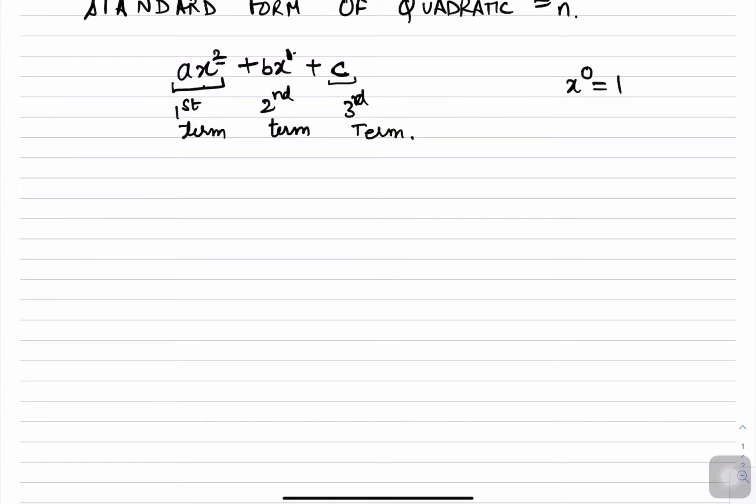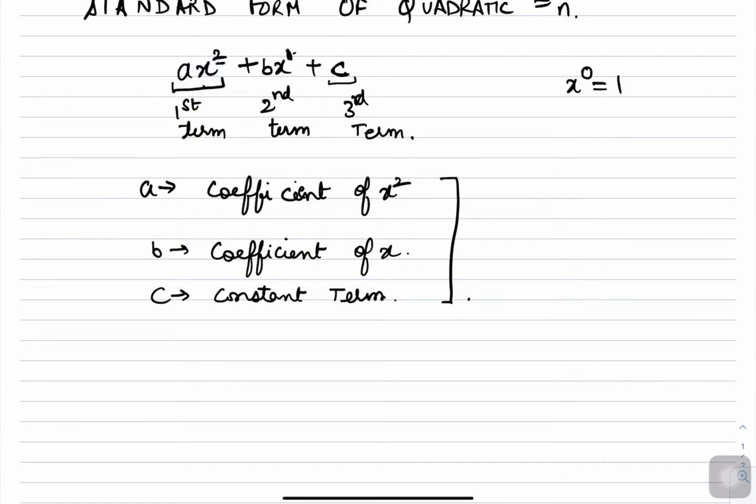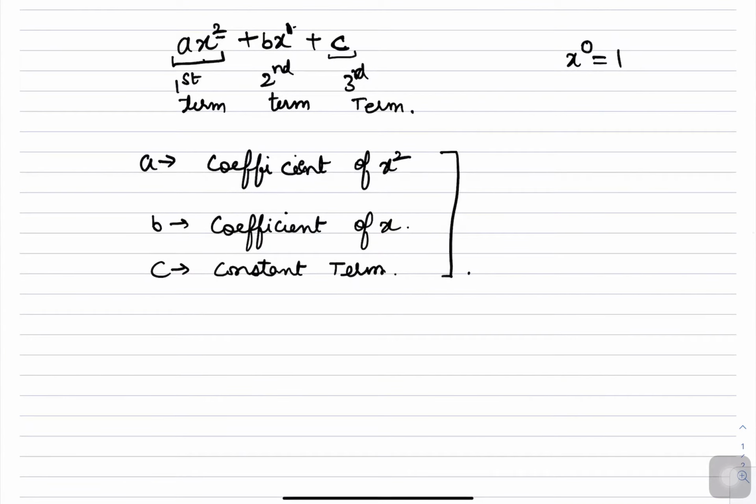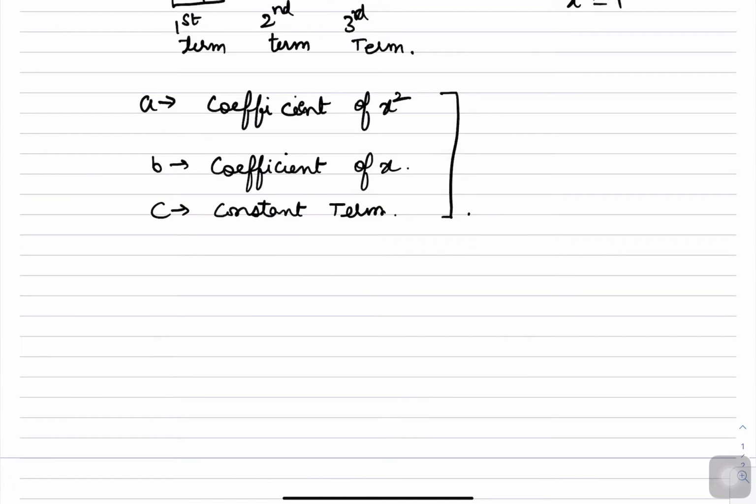So this is the standard form of quadratic equation, where a is known as the coefficient of x square, b is known as the coefficient of x, and c is my constant term. These are very important points which you have to take care of, as we are going to use them in future for solving the questions of quadratic equations. Correct? Hopefully you understood the standard form of the quadratic equation. Now let us see some equations and check whether they are quadratic equations or not.